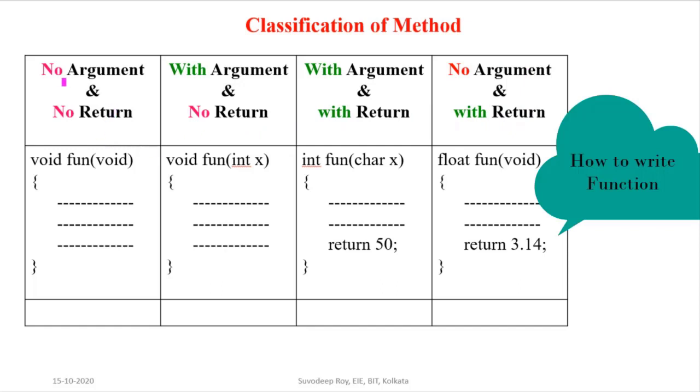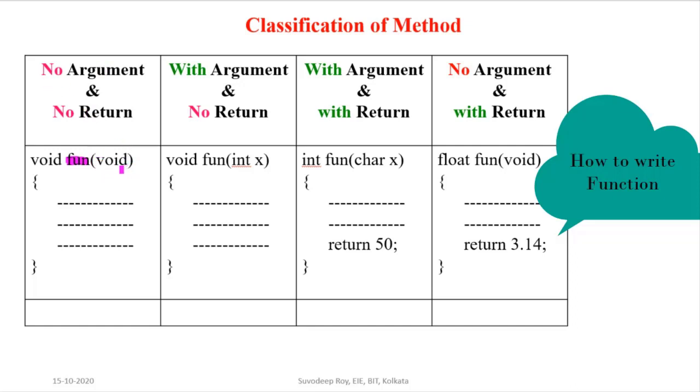Giving an example, no argument, no return. I am taking the identity of the function as fun, F-U-N. This is the name of the function. Now inside this parenthesis the argument list or input should be written. Now in this case, no argument.